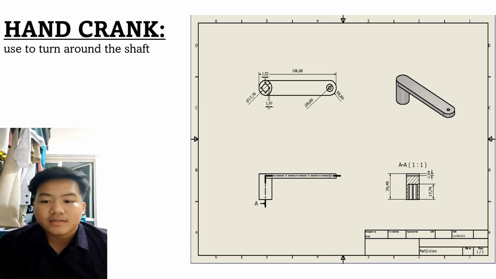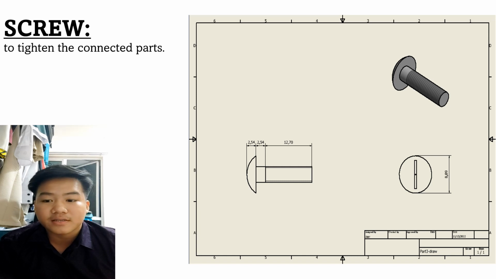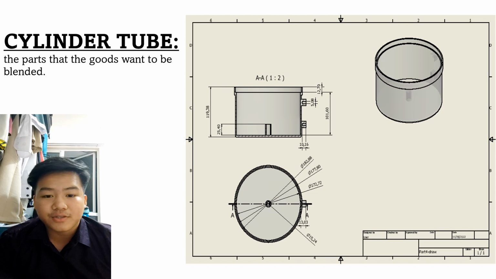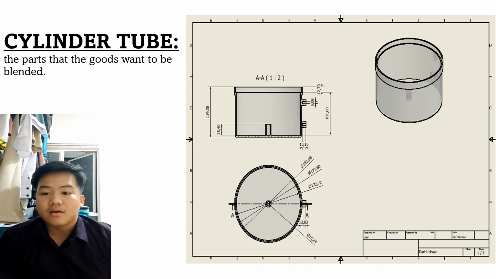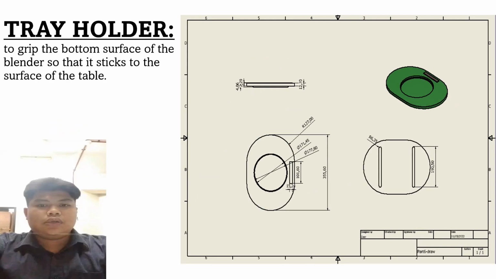So the second part is hand crank. This part is used to turn around the shaft. Then the third part is screw. This screw is used to tighten the connected parts. Next is cylinder tube. This is the part where the goods want to be blended. After that, the cylinder tube cover. It is used to close and cover the top part of the blender. So that's all from me. Thank you. Now I pass to my friend Muhammad Khairul.